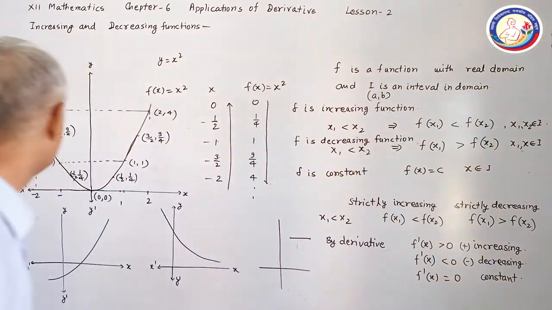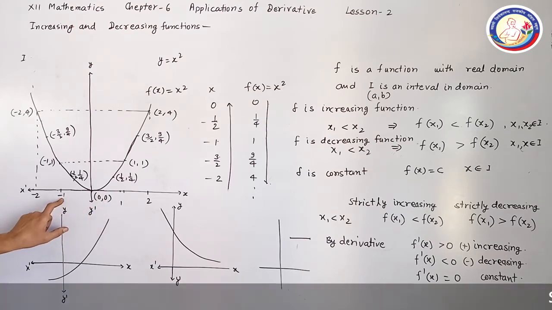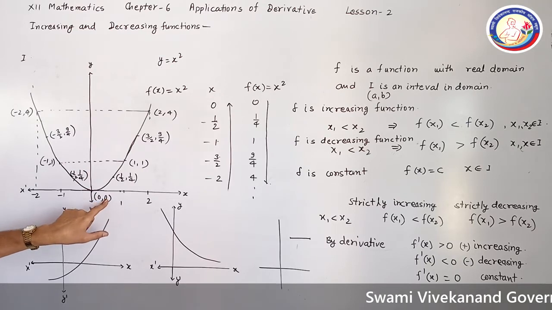See here, minus 2 is less than minus 1, or minus 1 is greater than minus 2. So here the value 9 by 4 is less than 4. Again, compare minus 1 and 0. Minus 1 is less than 0, and the value of the function here is 1 by 4 and it is 0. So 1 by 4 is greater than 0.